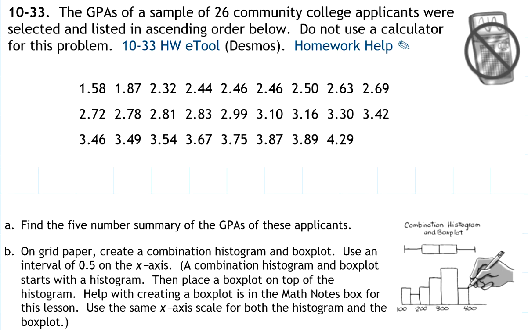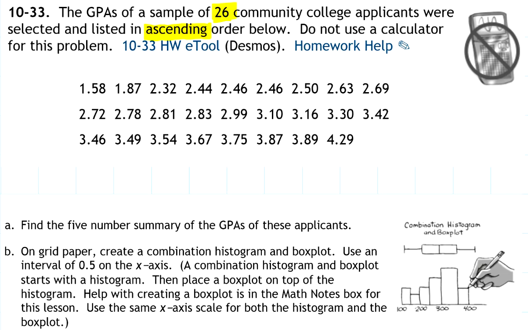The GPAs of a sample of 26 community college applicants were selected and listed in ascending order below. We're advised not to use a calculator for this problem. The first thing I like is that they told me exactly how many data points there are. That's helpful, and I also know that they're in ascending order, so I don't have to worry about checking the order or reordering them. Those are kind of difficult tasks.